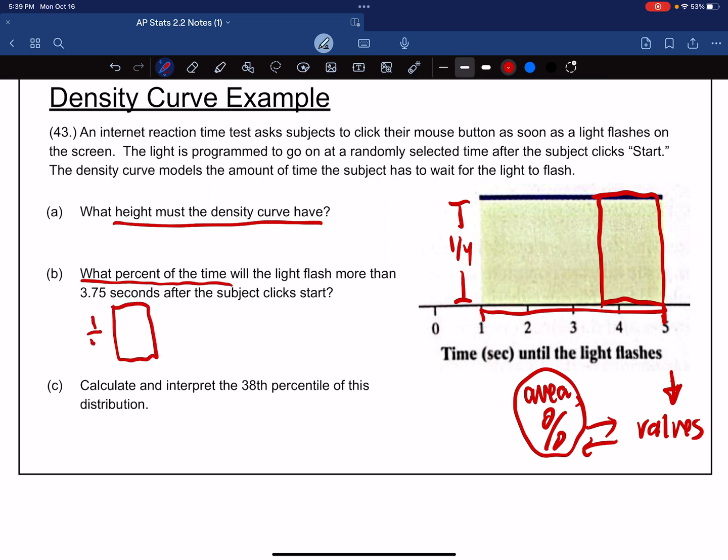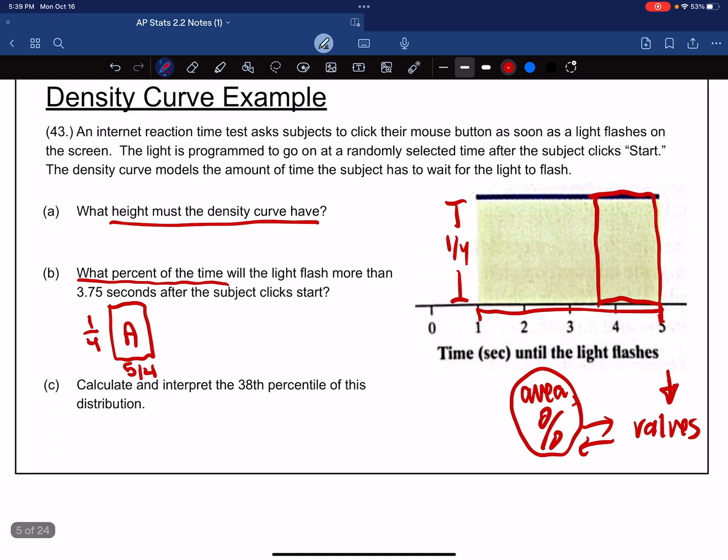Its height is 1/4, and its width along the horizontal axis is 1.25, right? Because it's from 3.75 to 5. And that's about 5/4. And this is the area. So the area is just going to be the product of those, which is 5/16, which is around 31%. So we almost get this kind of look. And this only works because the area is 1, so 31% really is 31%.